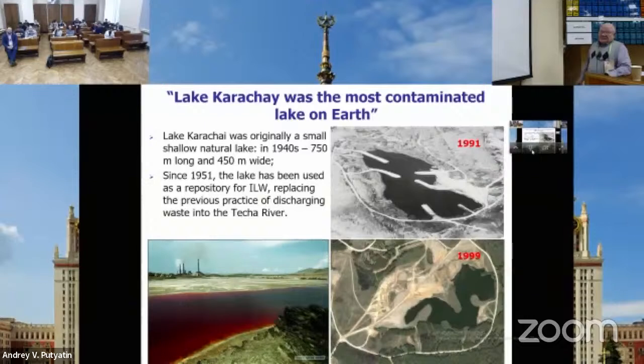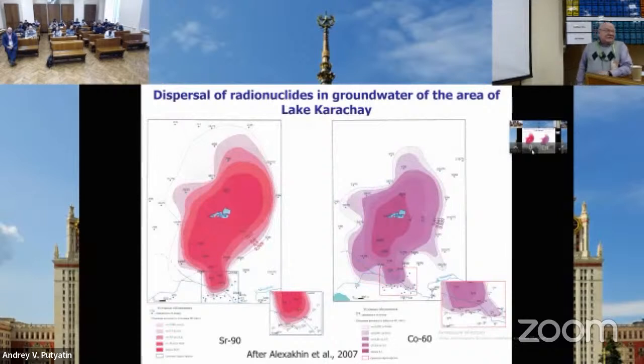It is covered. However, the radioactivity is still there. It's just covered. And these radionuclides migrate to the groundwater, especially mobile radionuclides such as strontium-90 and cobalt-60. Here you can see Lake Karachay, and here you can see the isolines of strontium-90 and cobalt-60 in groundwater.